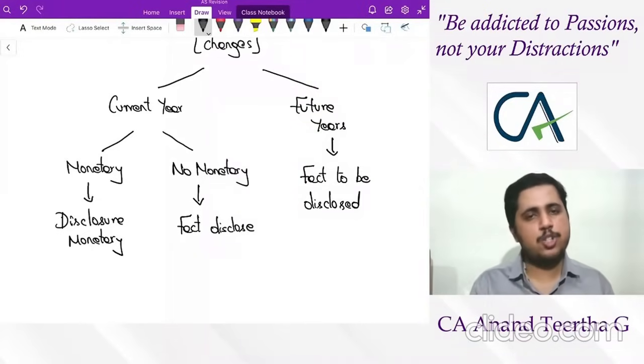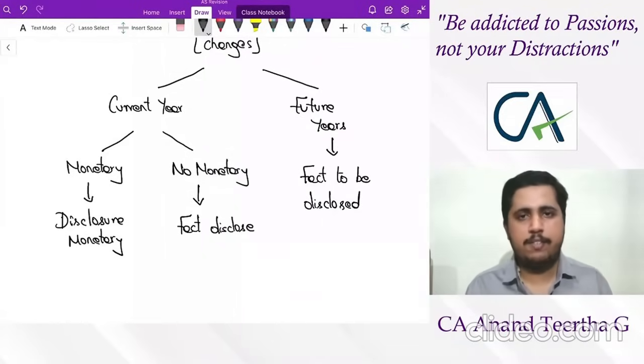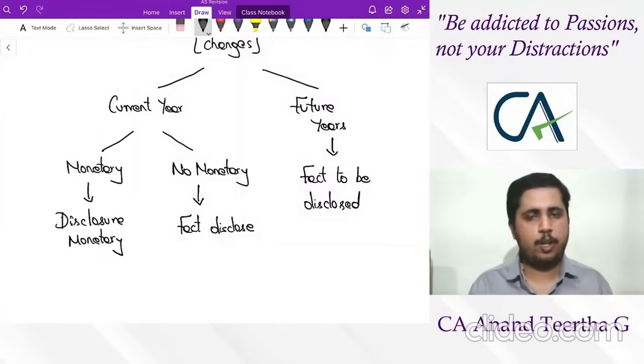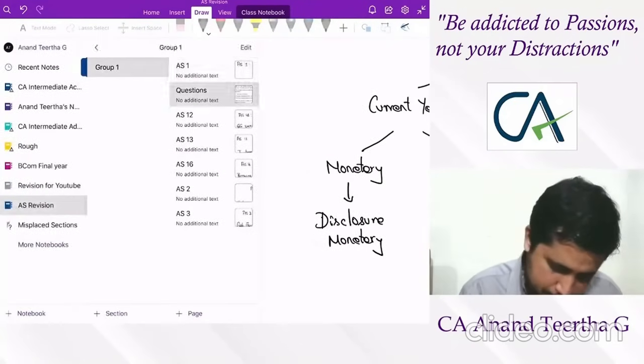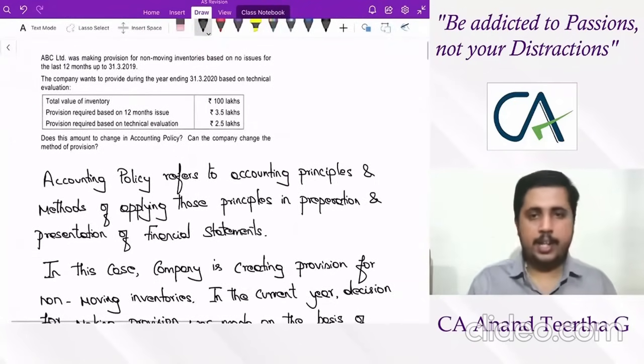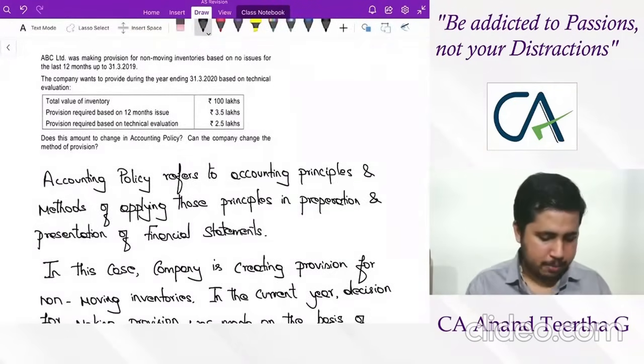Now I will just show you a problem whereby I can tell you how to present an answer whenever AS1 comes into the picture. I hope everybody is ready. Now let's take up one problem based on this. Okay, I'll quickly read this question. Let's see how it could be done.